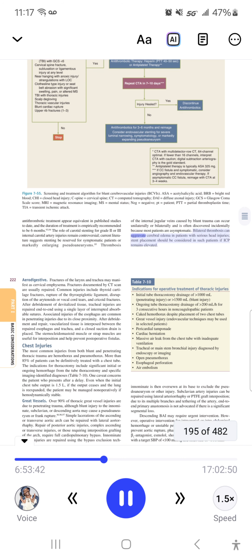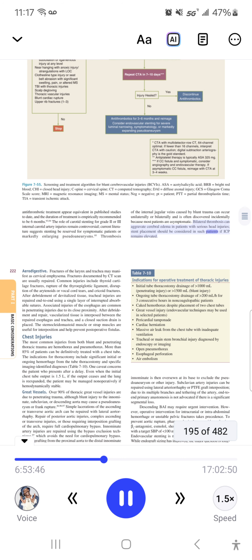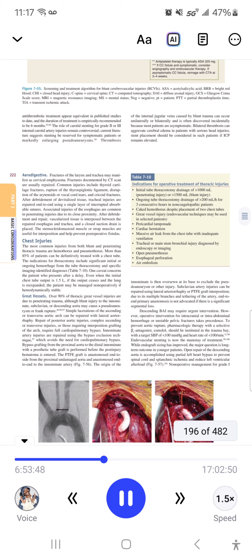Bilateral thrombosis can aggravate cerebral edema in patients with serious head injuries. Stent placement should be considered in such patients if ICP remains elevated.